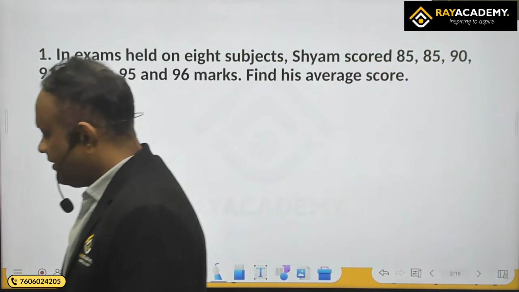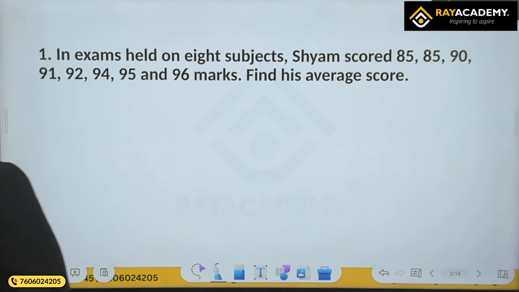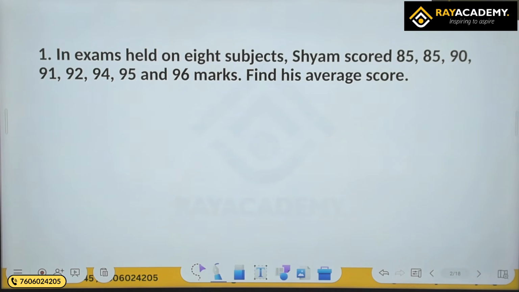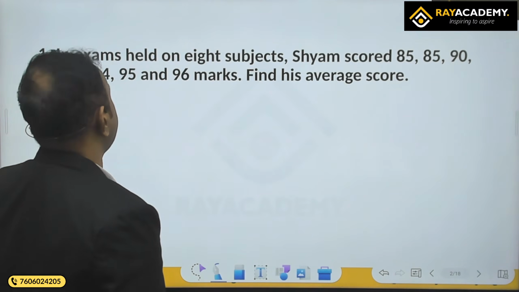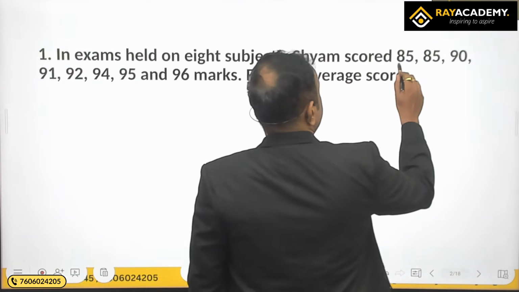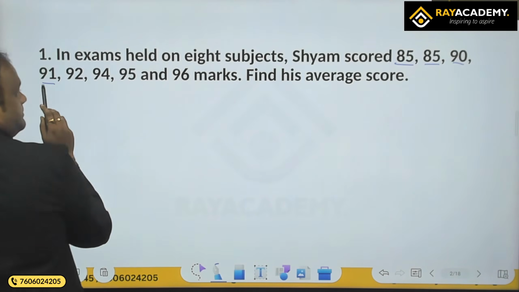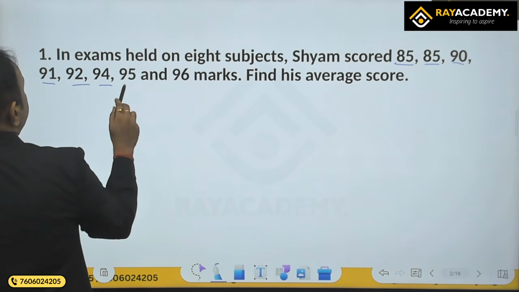For example, this is the question. In exams held on 8 subjects, Shyam scored 85, 85, 90, 91, 92, 94, 95 and 96 marks. Find his average score. Okay. So there are 8 exams. First 85, 85, 90, 91, 94, 95, 96.